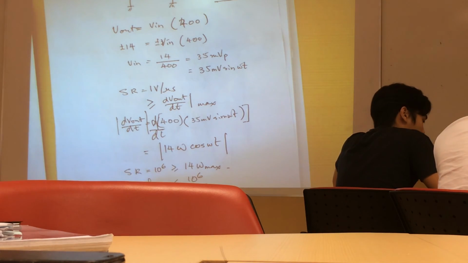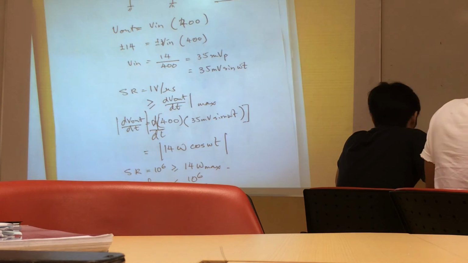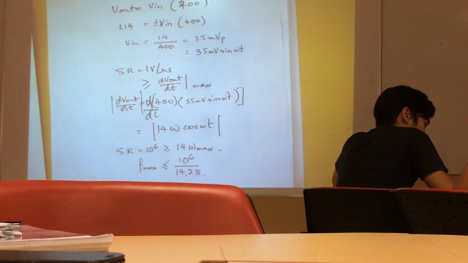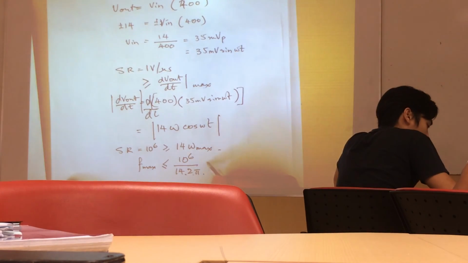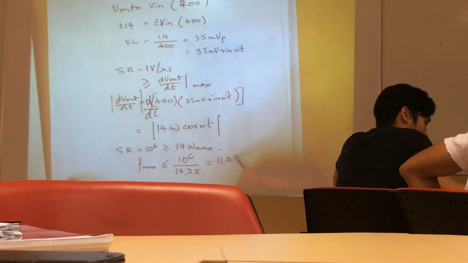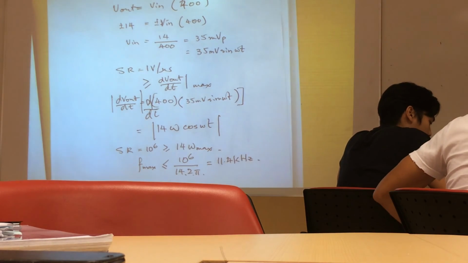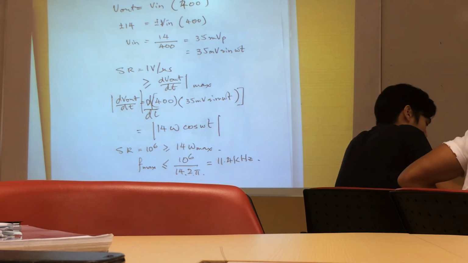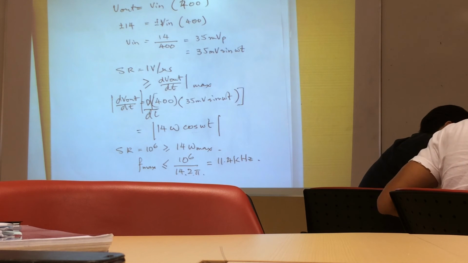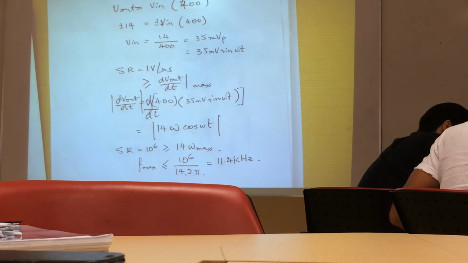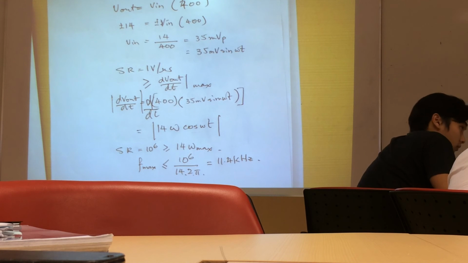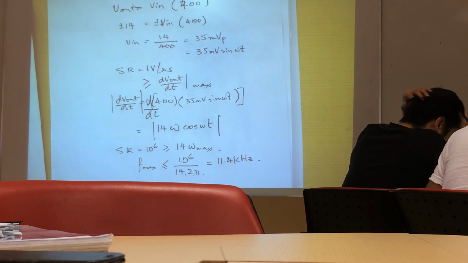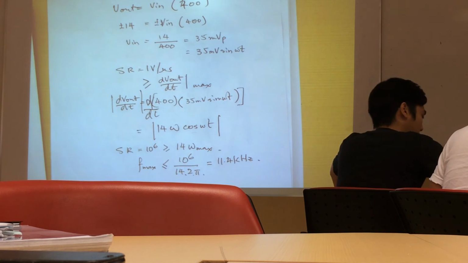Since 2 pi F is equal to omega, I can bring the 2 pi below. So I end up with this, and if I work this out, this is equal to 11.4 kHz. So the frequency must be smaller than this value. The maximum frequency must be smaller or equal to this value. Anything bigger than this, the output will go out distorted. Okay? Any question? Is it clear?